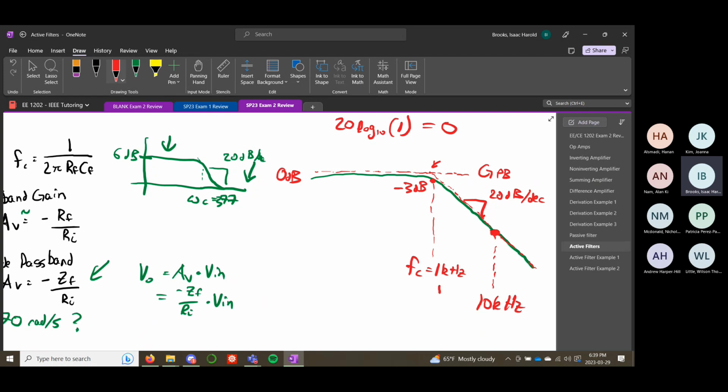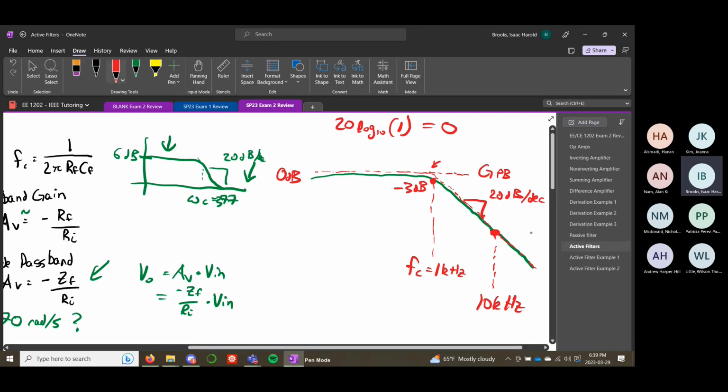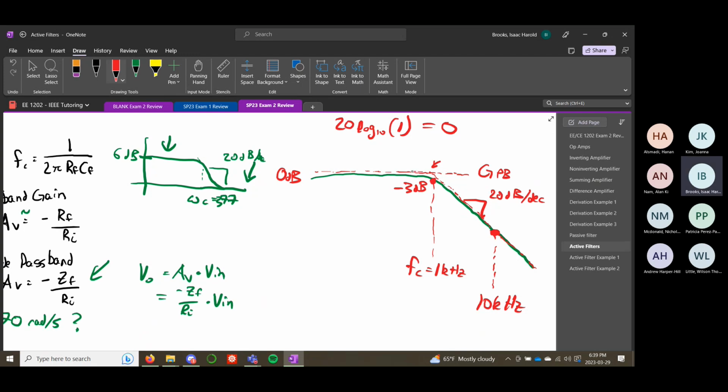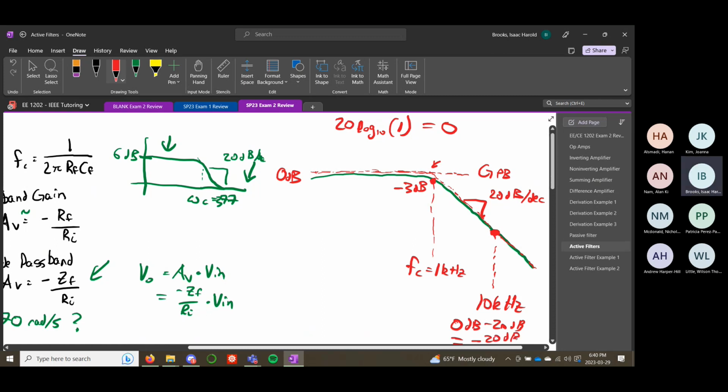It feels like, since it's a factor of 10 away from your cutoff frequency, it should be using this -3 dB gain. But because this approximation meets up with our passband at this point, we have to actually say that this is 0 dB minus 20 dB, which is -20 dB. That seems counterintuitive, but because it's an approximation, the further away you go, the less that difference is going to matter. So if you're a factor of 10 away from your cutoff frequency, you subtract 20 decibels from your passband gain.